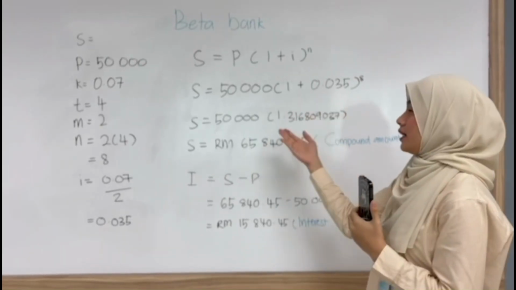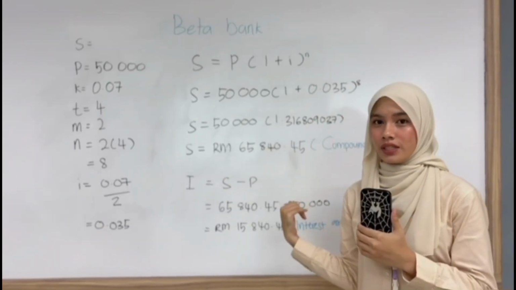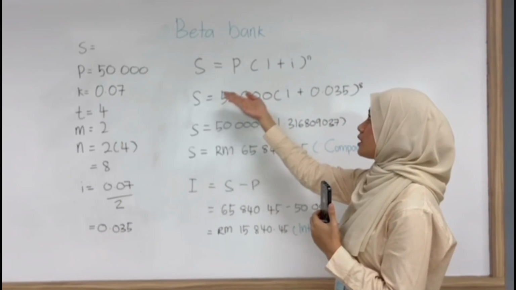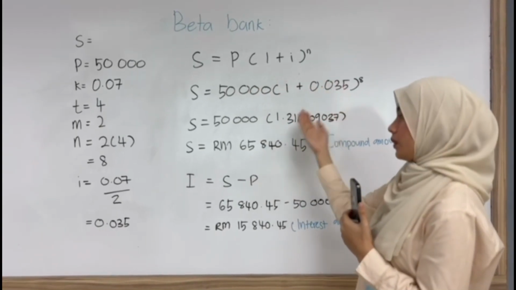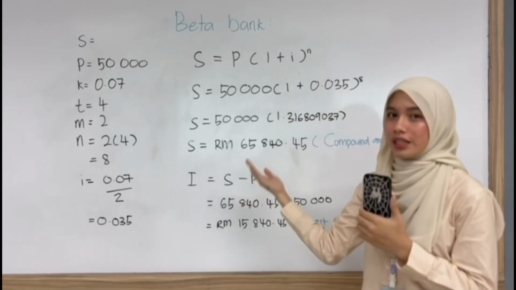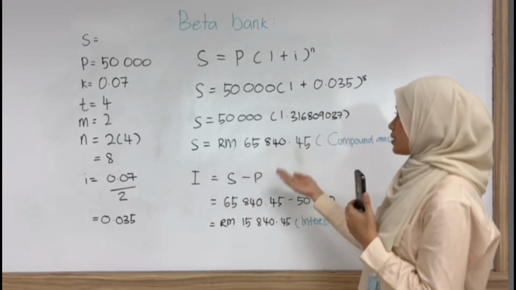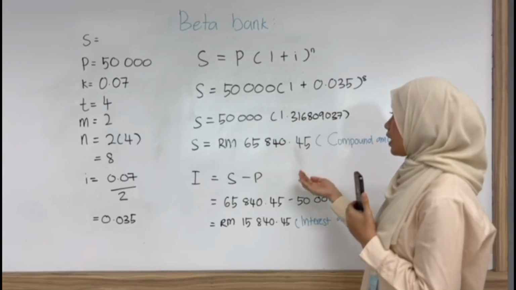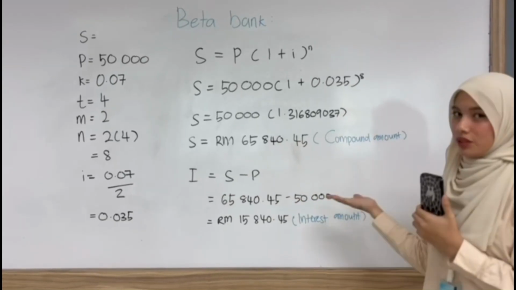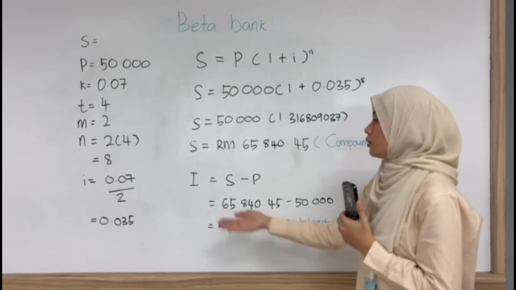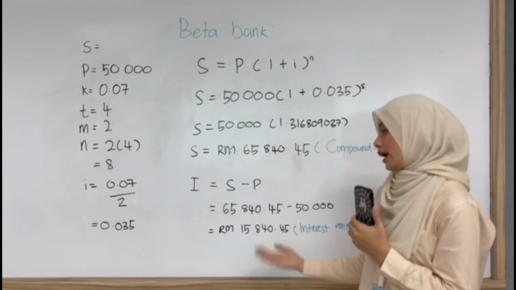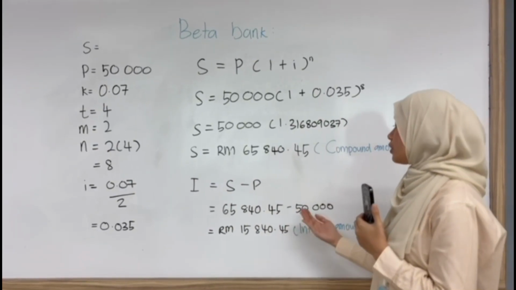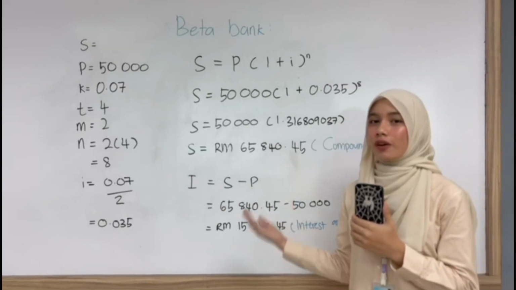For Beta Bank, just like before, we will use this formula, S equals P bracket 1 plus i to the power n. And after we do all the calculations, we will get 65,840.45 ringgit for the compound amount. And for the interest amount, we will use I equals S minus P. And after we do all the calculation, we will get 15,840.45 ringgit. And this is for Beta Bank.